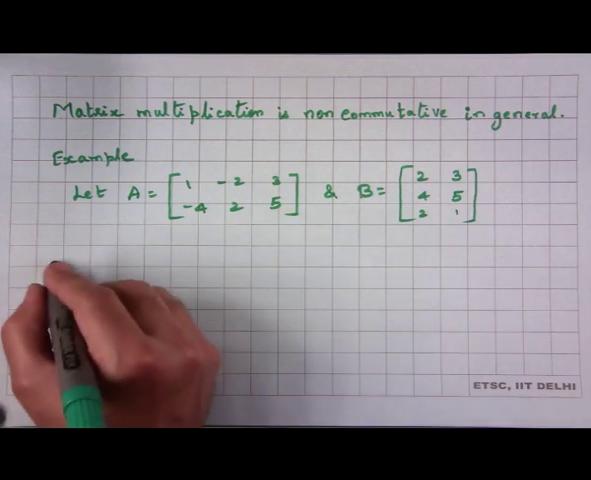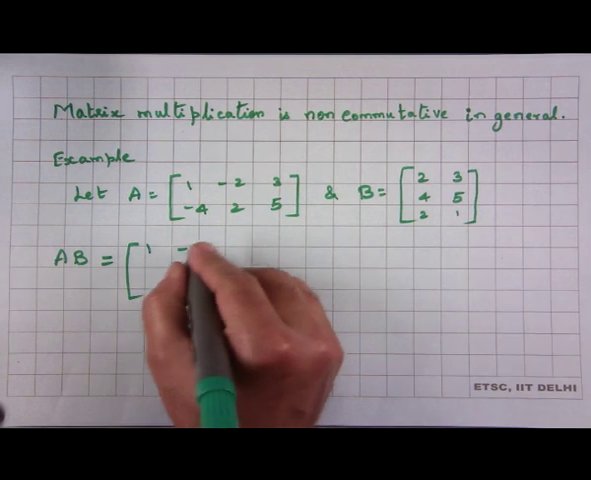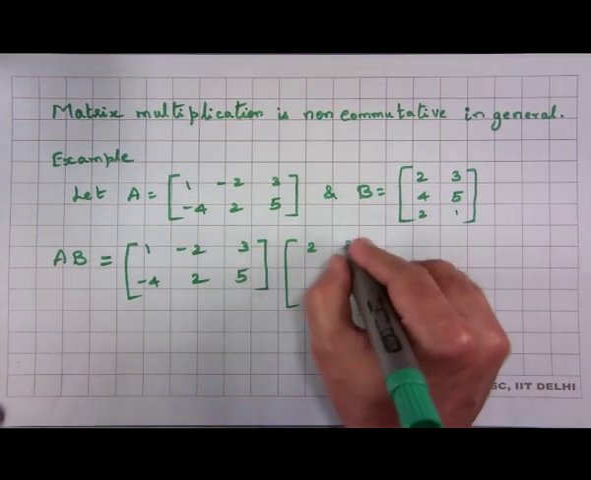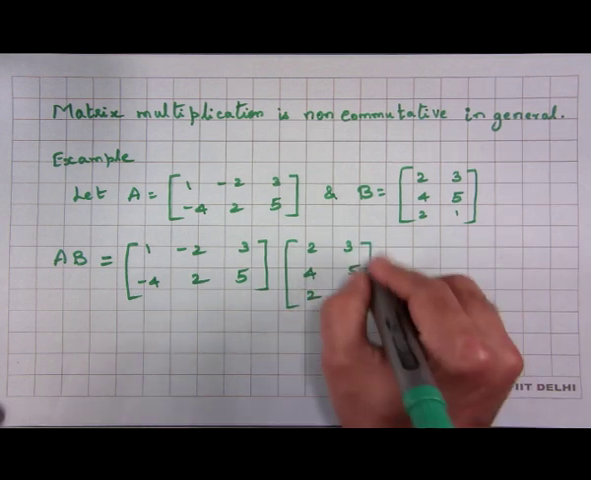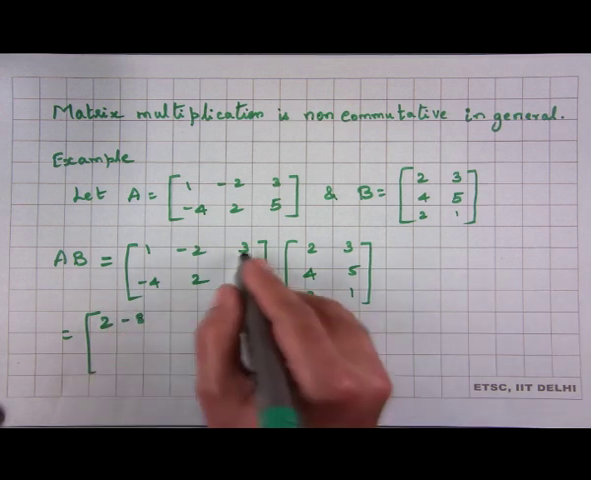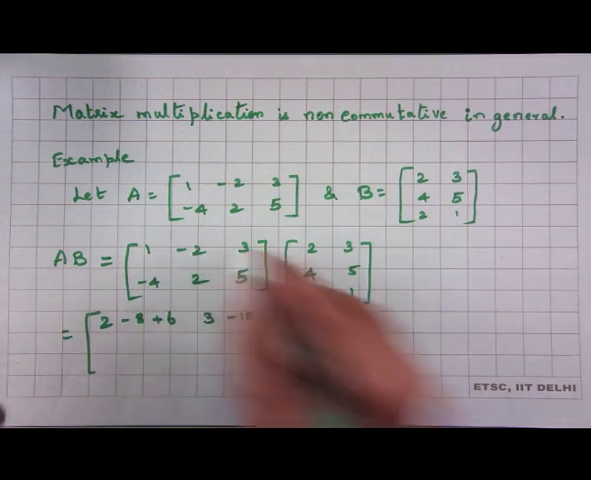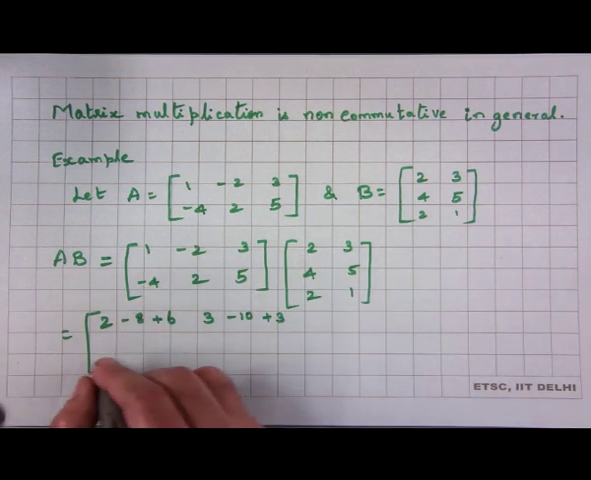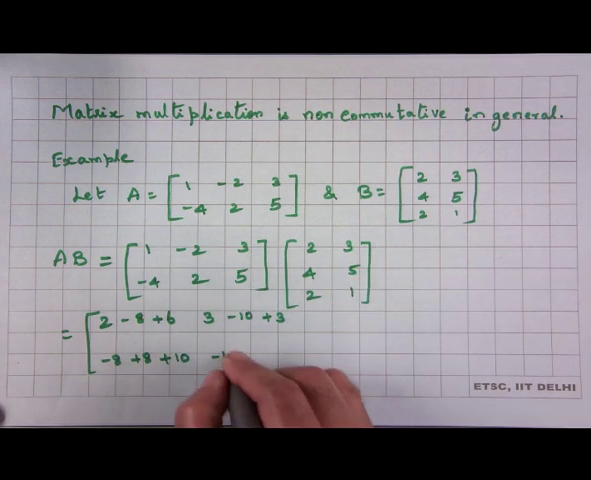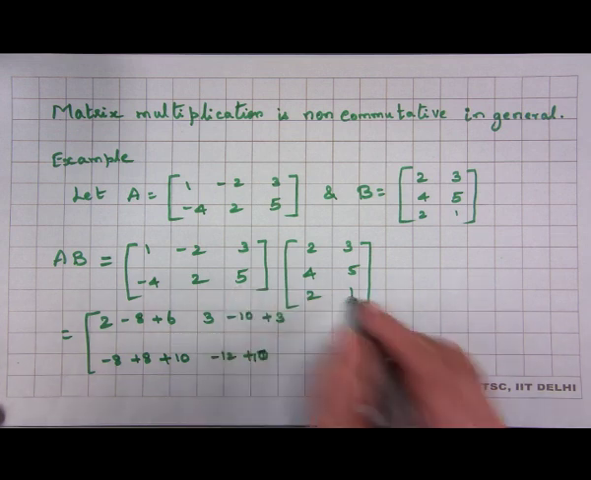First, let us try to compute AB. AB equal to 1, minus 2, 3, minus 4, 2, 5 times this B, 2, 3, 4, 5, 2, 1, equal to 1 into 2, 2, minus 2 into 4, minus 8, 3 into 2, 6, so plus 6, 1 into 3, minus 2 into 5, so minus 10, 3 into 1 plus 3, minus 4 into 2, minus 8, 2 into 4 plus 8, 5 into 2, 10 plus 10, minus 4 into 3, minus 12, 2 into 5 plus 10, 5 into 1, which is 5.